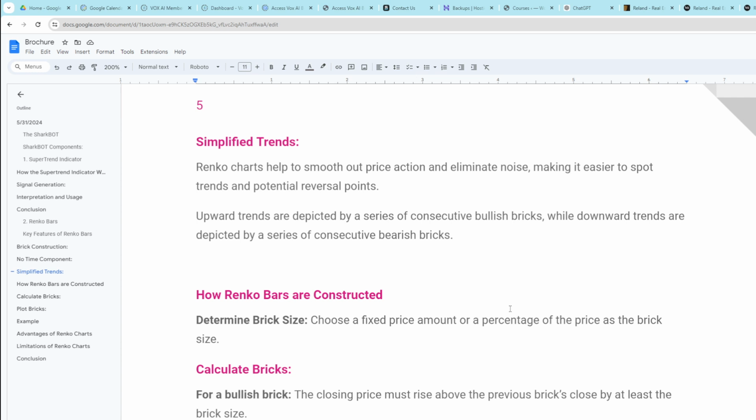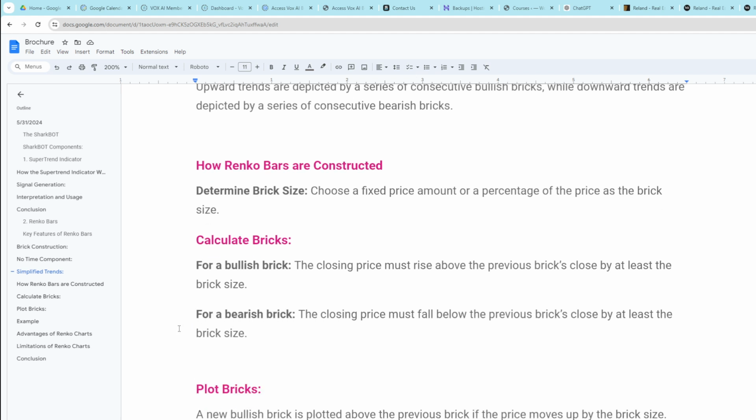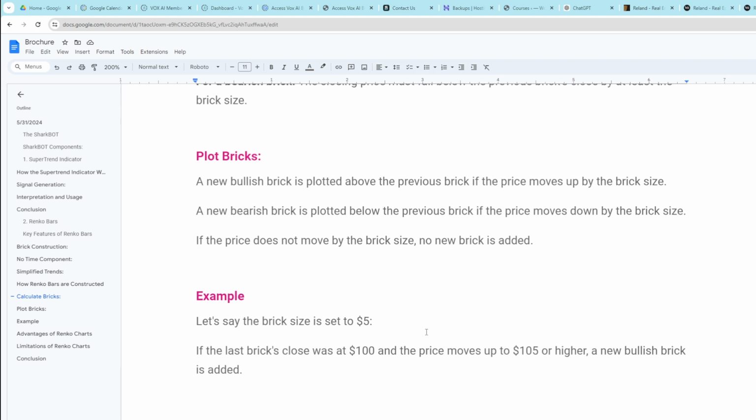How Renko bars are constructed. Determine the brick size. In this particular example, the brick size is number 6. For a bullish brick, the closing price must rise above the previous brick close by at least the brick size, and the opposite is true for bearish. Plotting the bricks: a new bullish brick is plotted above the previous brick if the price moves up by the brick size. A new bearish brick is plotted when it crosses below.